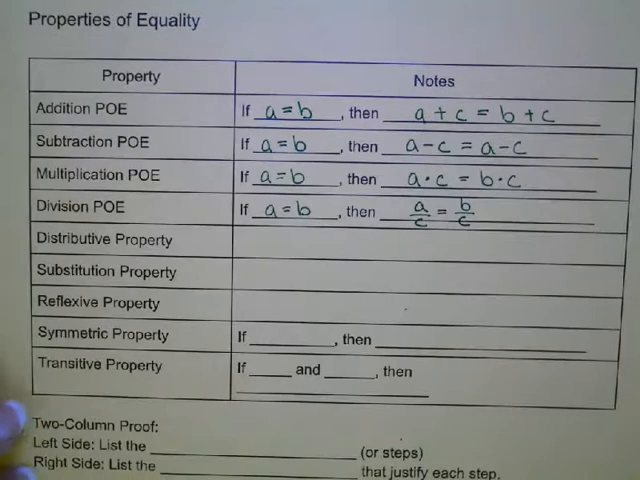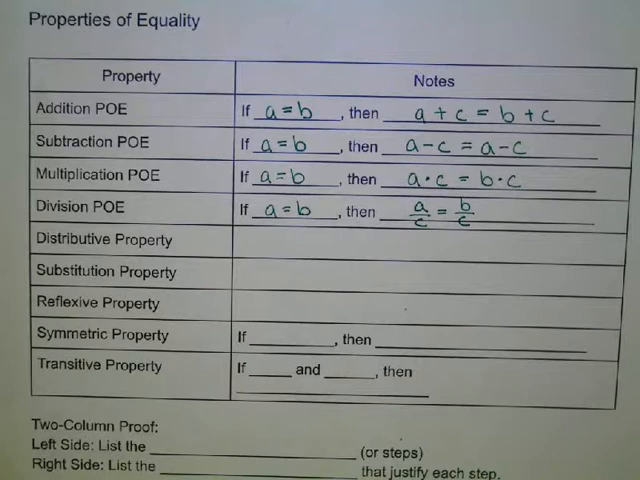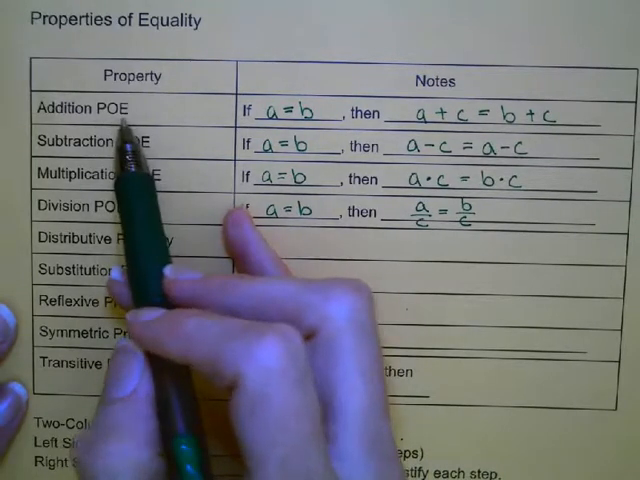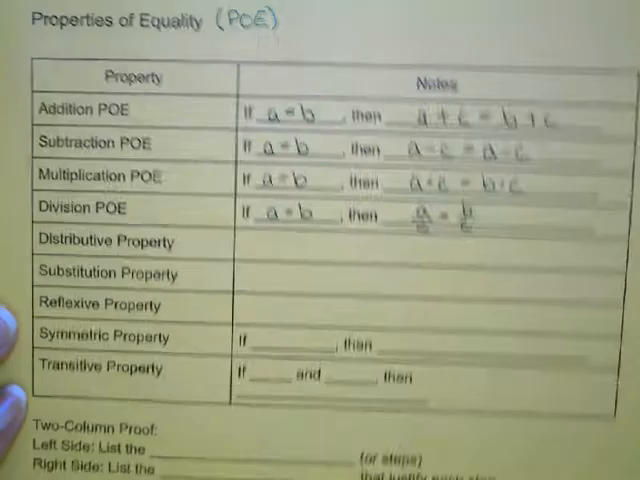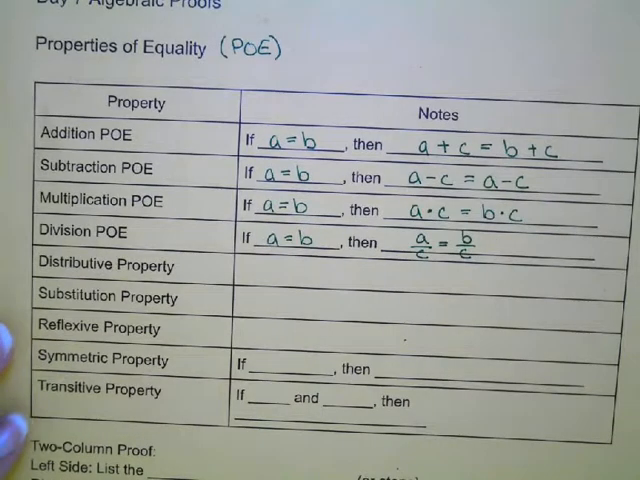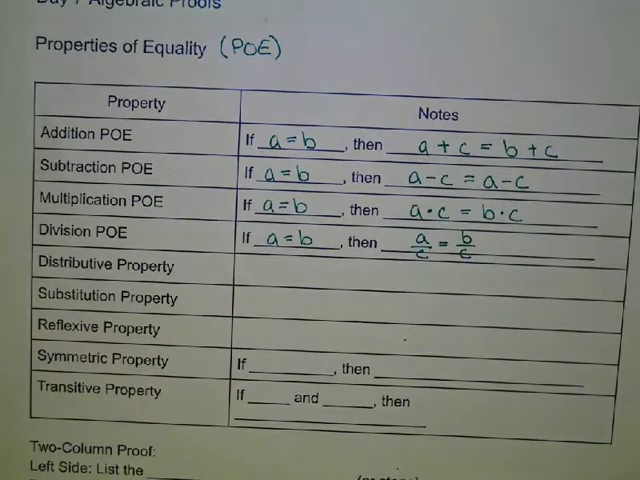These are called properties of equality because these all have equal signs in them. That's what POE stands for, property of equality. POE, property of equality, they have equal signs involved in those problems.